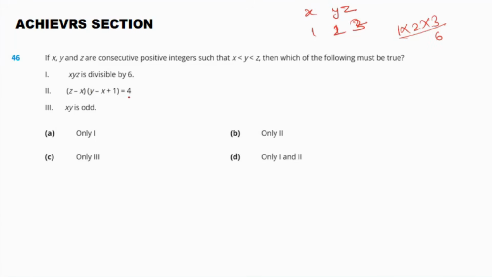z minus x, y minus x plus 1 should equal 4. Okay, so if we take 1, 2, 3, so 3 minus 1 times 2 minus 1 plus 1. So 3 minus 1 is 2, 2 minus 1 is 1, 1 plus 1 is 2. So 2 times 2, yes, we are getting 4. So that is also true. x times y is odd: 1 times 2 is even only. That is not odd. So only the third is false, first and second are true only.